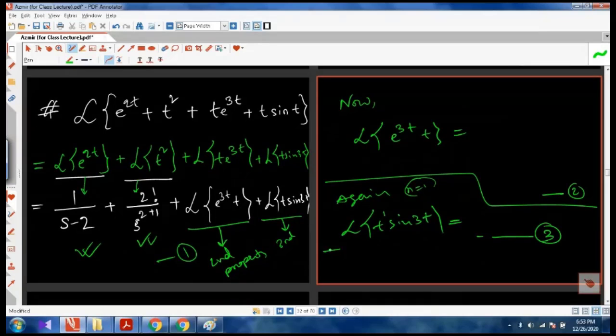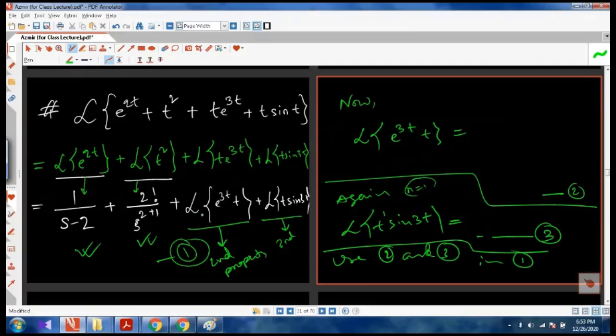So now finally use 2 and 3 in equation 1. Replace this and this with the answers. So this is how you can solve complicated Laplace transformations.